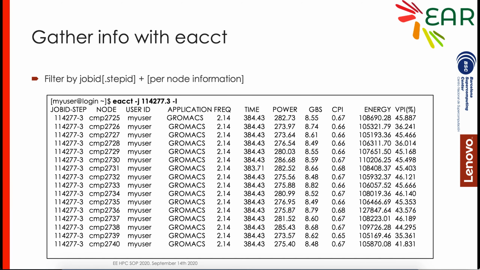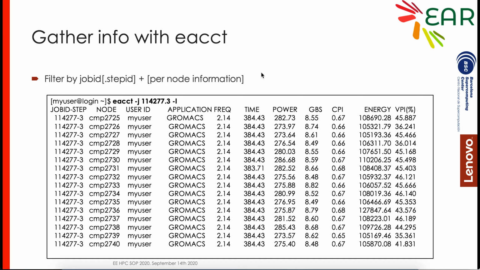So for instance, an example, if you ask for one of the jobs with one particular step ID, in that case the step ID 3, that happens when you have multiple runs or multiple MPI runs in the same job. Okay, you can ask for the details of each individual node with which this application has been executed. With the -l is an extended information. Okay, so that case corresponds with one of the GROMACS applications used in the paper. It was a 16 nodes application, so you can see each row corresponds with one of the nodes.